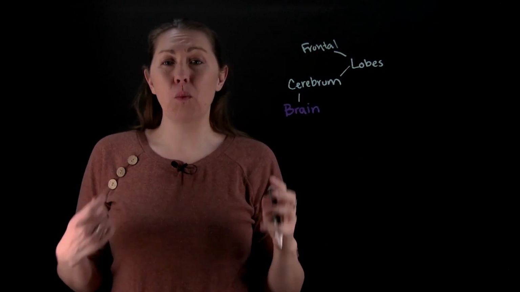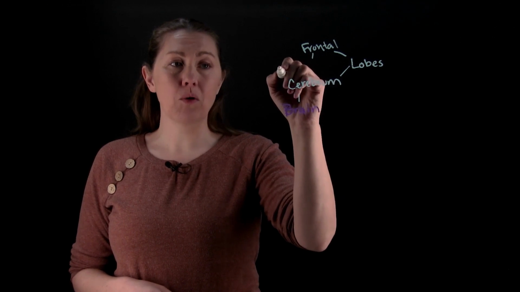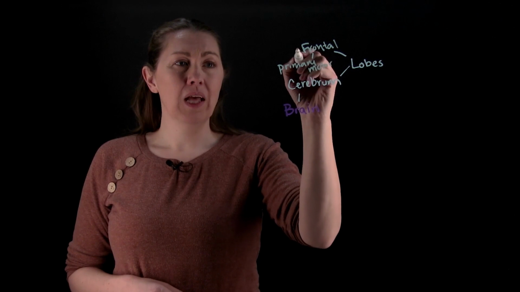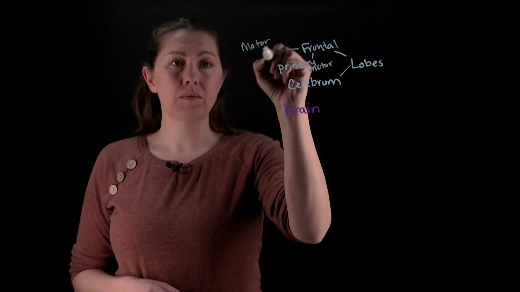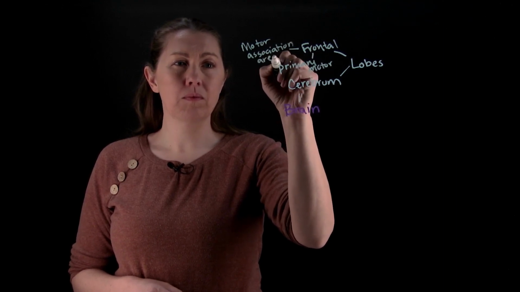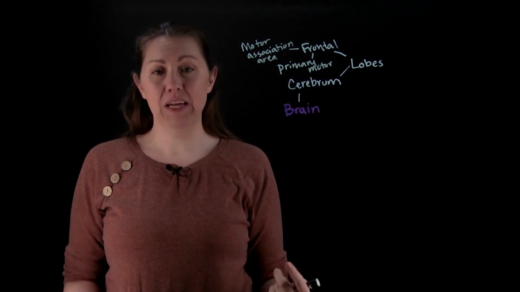Think about this as the one for output. So this one's going to be the one that has your primary motor cortex. It'll have the motor association area. Because anytime you have a primary area, you will have an association area that helps it out.